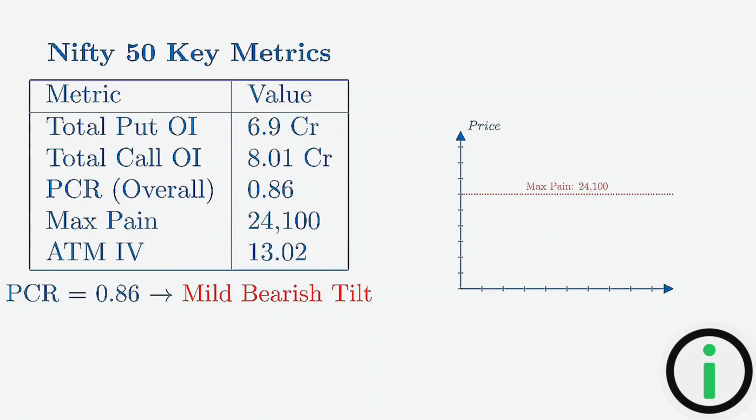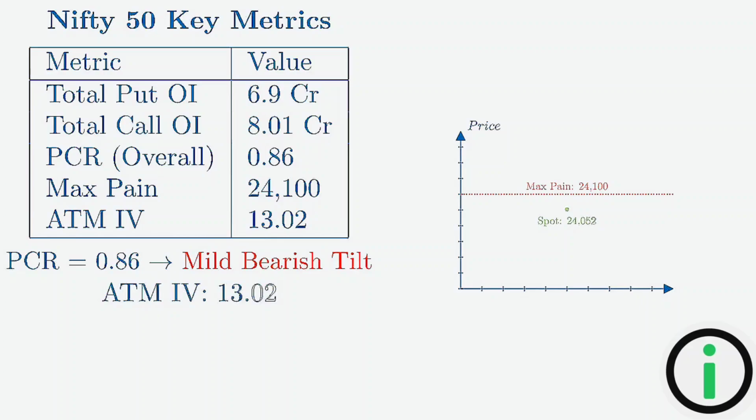Max pain is the strike price where the most option contracts would expire worthless, often acting like a magnet for the price as we approach expiry. Since the current spot price is 24,052, it is sitting just below this 24,100 magnet. The at-the-money implied volatility is 13.02, which is relatively stable for this price action.